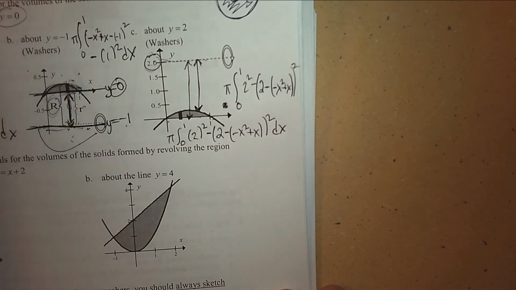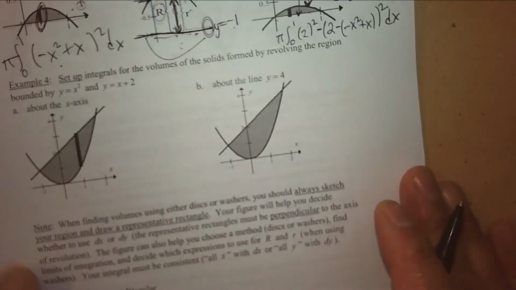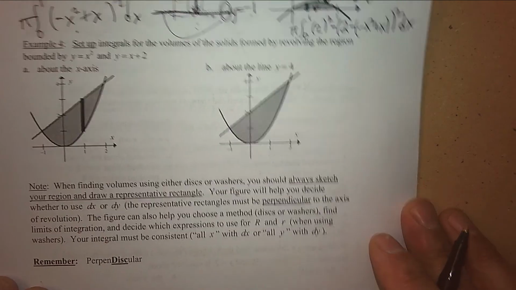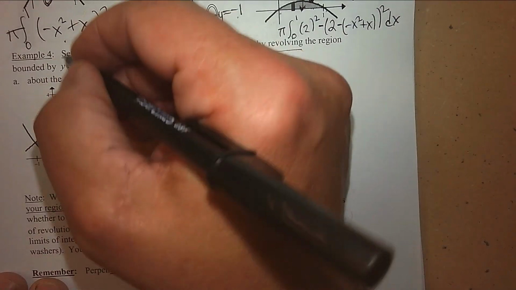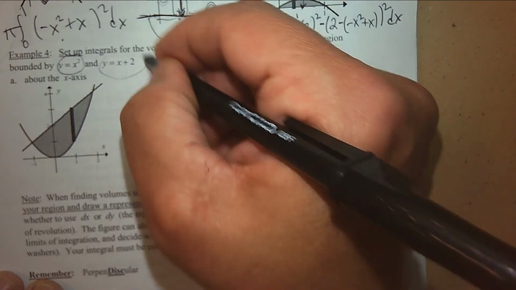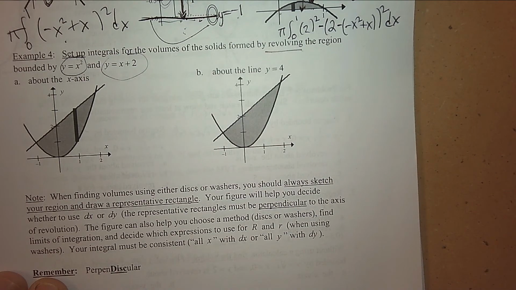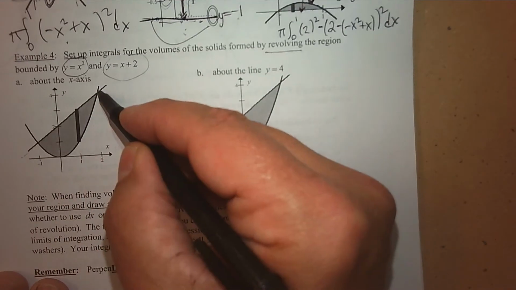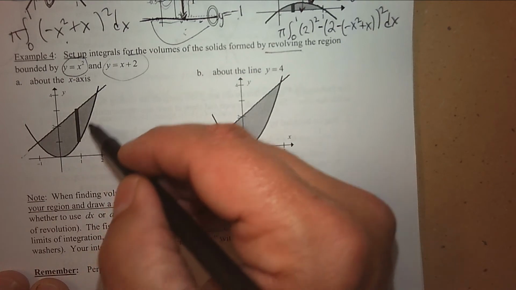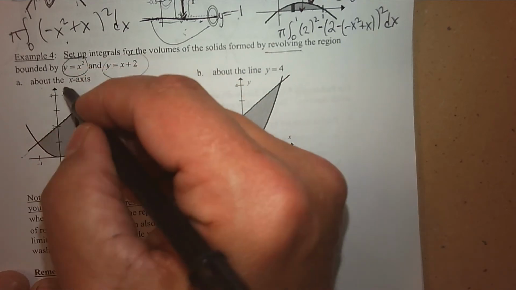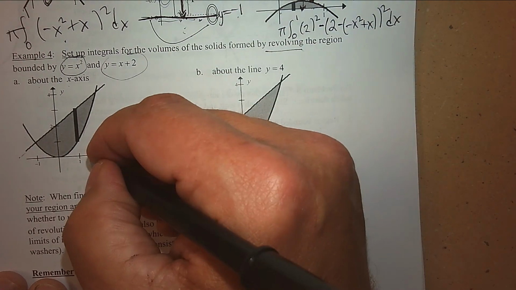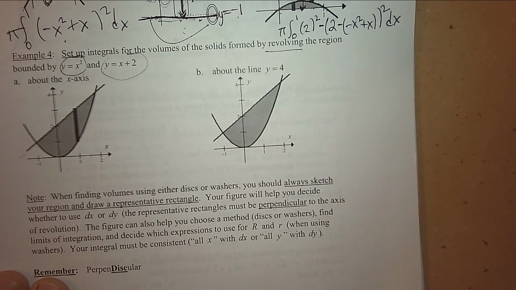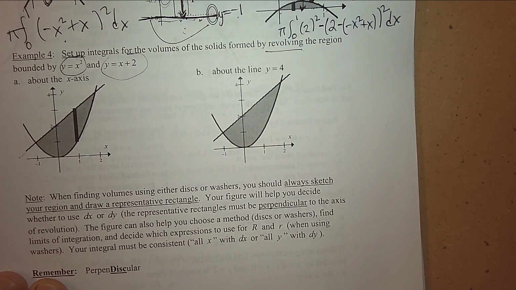All right, let's try number 4a. Set up integrals for the volume of solids formed by revolving the region bounded by y equals x squared and y equals x plus 2. So do you see y equals x plus 2? Do you see the parabola y equals x squared? We're revolving it about what? The x-axis. So when you look at the x-axis in the region, is there a little gap between the two? So do we have a bigger and a smaller circle?